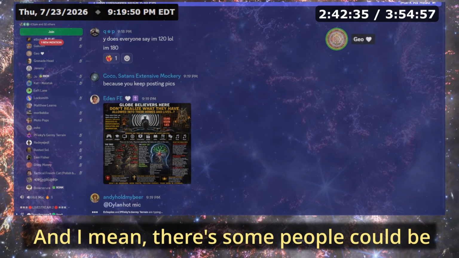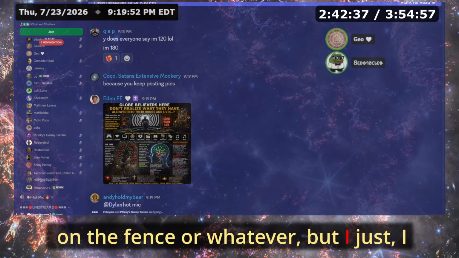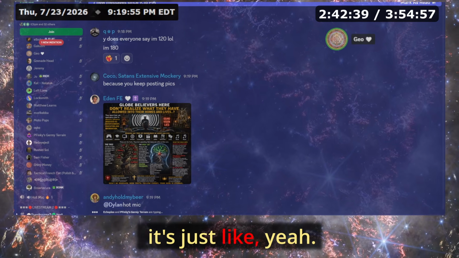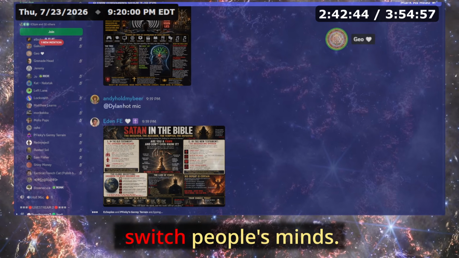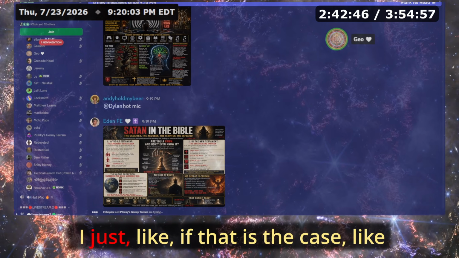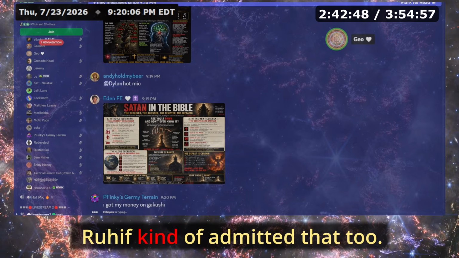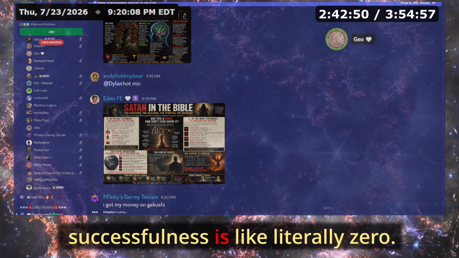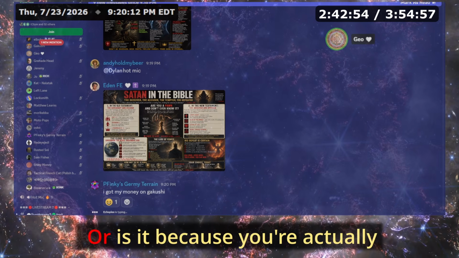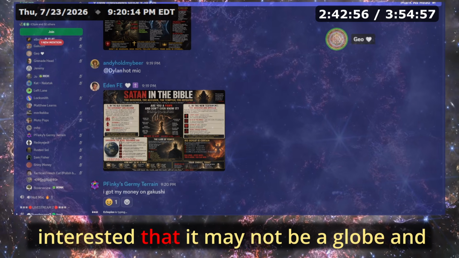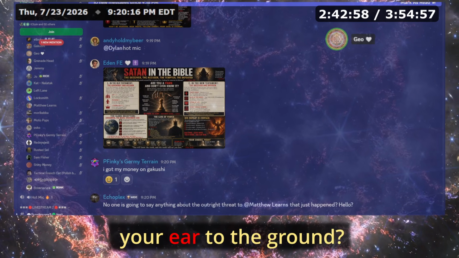I got you. There could be some people on the fence or whatever. But just the position of being like, hey, I think it's a globe and I'm here to switch people's minds, if that is the case, like Ruhif kind of admits too, the successfulness is literally zero. So that brings up a question: is that really why you're doing it? Or is it because you're actually interested that it may not be a globe and you want to keep your ear to the ground?